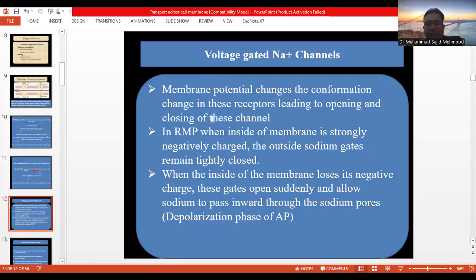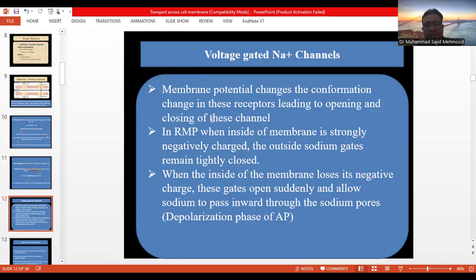In case of resting membrane potential, when the inside of the membrane is more negative, we know that the inside of the cell is more electronegative as compared to the outside, though the outside sodium gates remain tightly closed. So in the case of resting membrane potential, when the inside is strongly negatively charged, the sodium gates present outside of the cell are tightly closed.